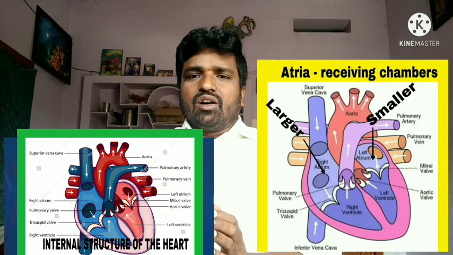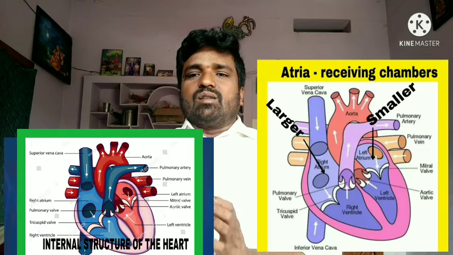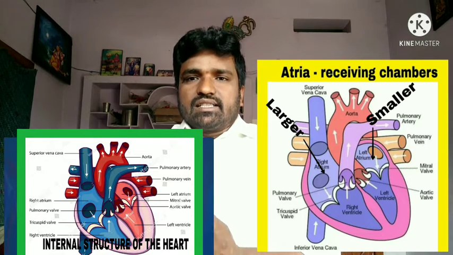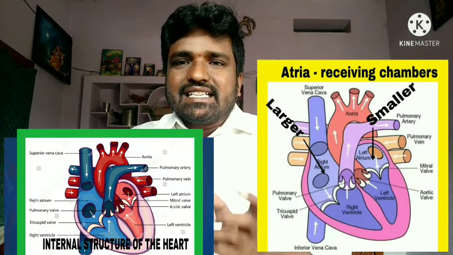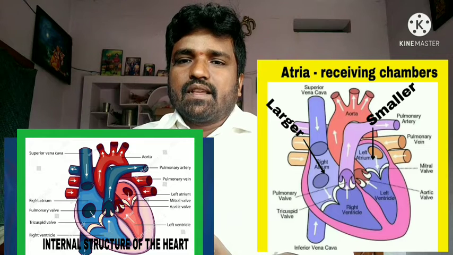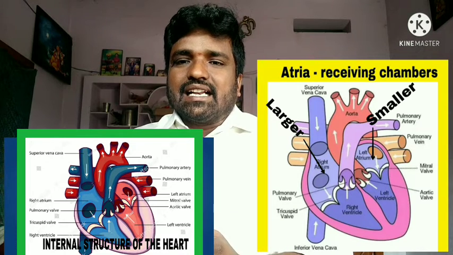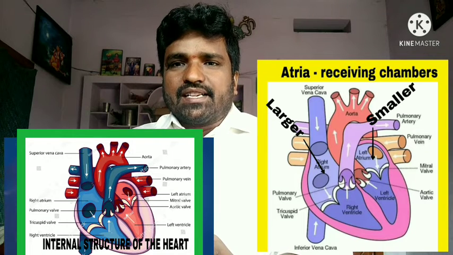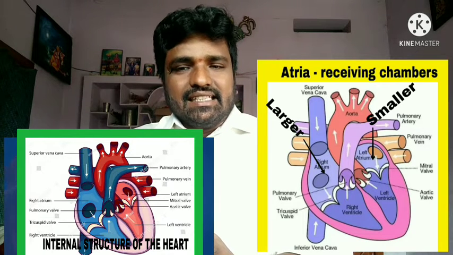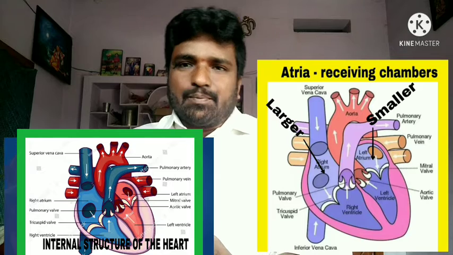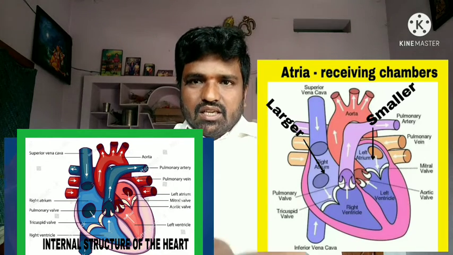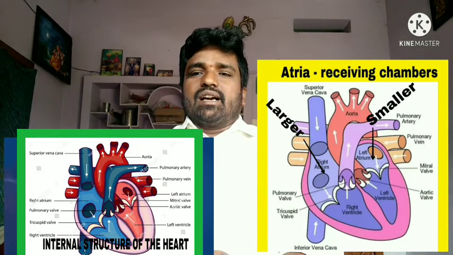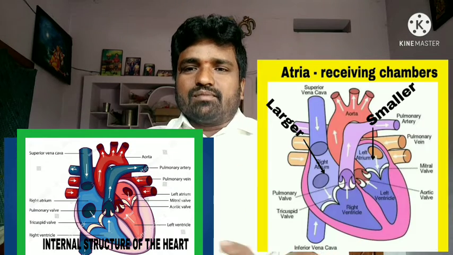Atria are thin-walled receiving chambers. The right one is larger than the left. The two atria are separated by a thin interatrial septum. That means both atria are separated by the interatrial septum.